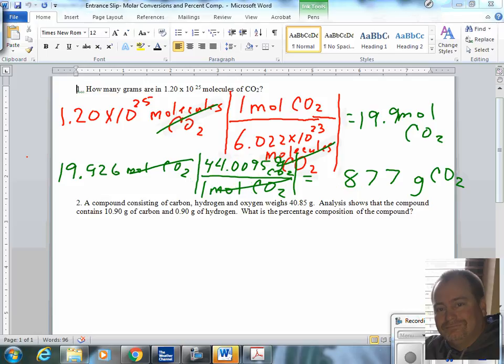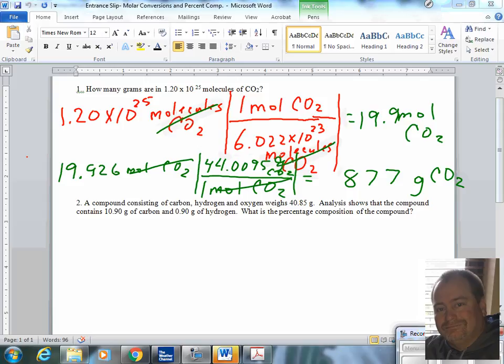Now, the second part of this was a percent comp question. A compound consisting of carbon, hydrogen, and oxygen weighs 40.85 grams. Analysis showed that the compound contains 10.9 grams of carbon, 9.0 grams of hydrogen. What is the percent composition of the compound? It doesn't give you how much oxygen's there, does it? Can you get that, though? Yeah, you just have to subtract the other ones. Okay?